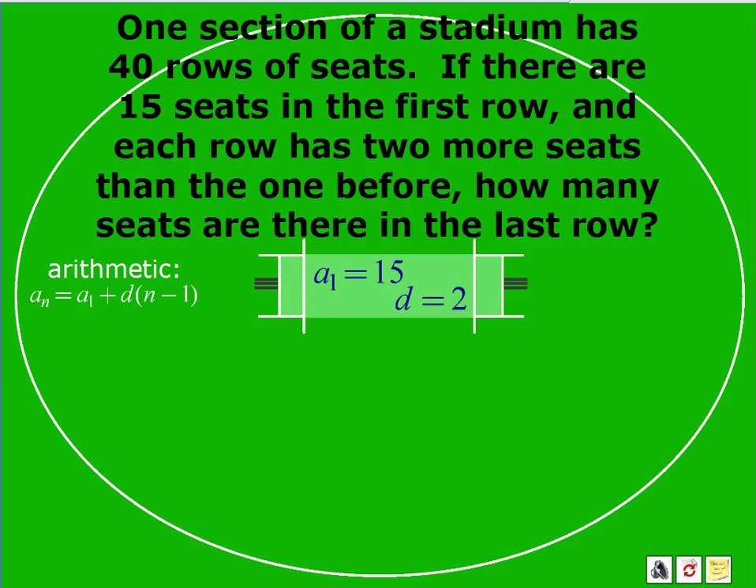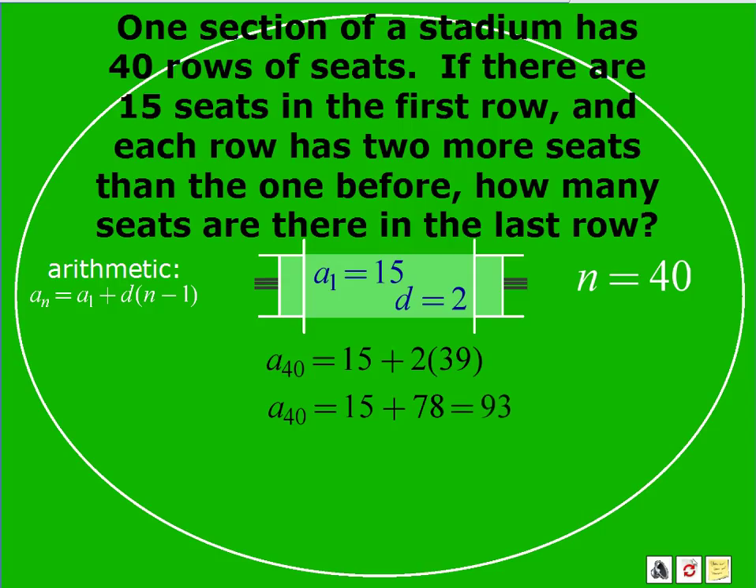That's our common difference. The value for n, sometimes in context, is a little difficult to find. Fortunately, in this context, it's not so difficult because we know we have 40 rows. We're looking for the number of seats in the 40th row. Now I simply need to substitute my values into my equation. And then when I solve, of course, multiplication comes before addition. So 2 times 39 gives me 78. 15 plus 78 gives me a total of 93, and we're almost done.